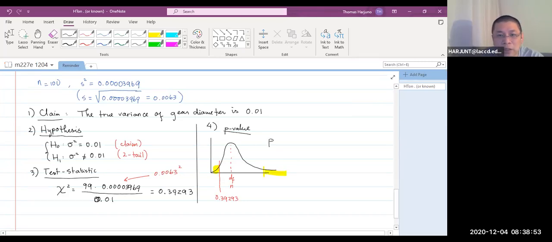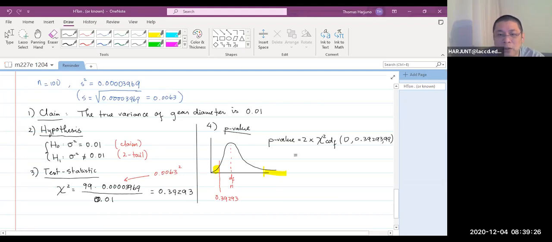So the p-value is 2 times chi-squared CDF. The lower bound is 0. Remember that the chi-square distribution is non-negative, right? So it starts from 0 on the lower bound. The upper bound is 0.39293, degree of freedom 99.